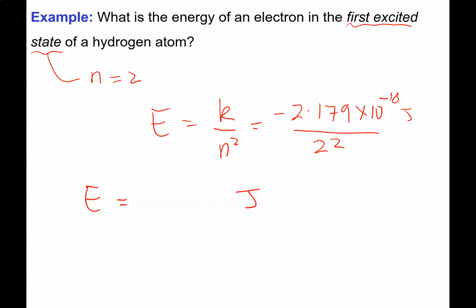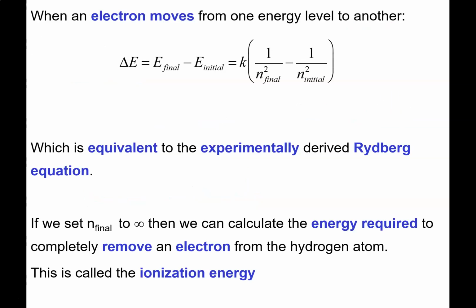for this particular problem, so I'm going to have to grab my calculator here. We've got minus 2.179 second function e to the minus 18 on 4, ends up being minus 5.45 by 10 to the minus 19 joules. Okay, so really that's it. It's not too tricky. We should be able to cope with that.